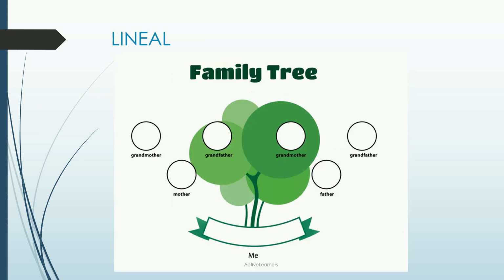And if you are taking the lineal representation, your grandparents, that means your ancestors, will be in the top level, and you will be in the bottom level. For example, when you are looking into this family tree, your grandparents, that is grandmother and grandfather, are in the topmost level, your parents are in the second level, and you are in the bottom level. So you can represent the same family either in the pedigree representation or in the lineal representation. Right?